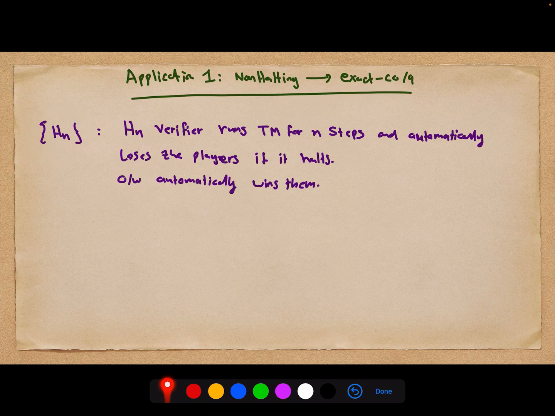Let's define a family of games to supercompress now. Let the family Hn be as such. The nth game's verifier runs a Turing machine, the Turing machine we want to decide non-halting for, on a given input for n steps. Then it automatically either rejects and makes the players lose, so the players can win with probability 0, if in that n steps the Turing machine halted. Otherwise, it automatically accepts and the players win if it did not halt.